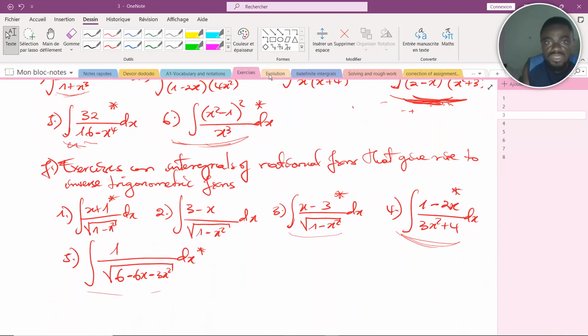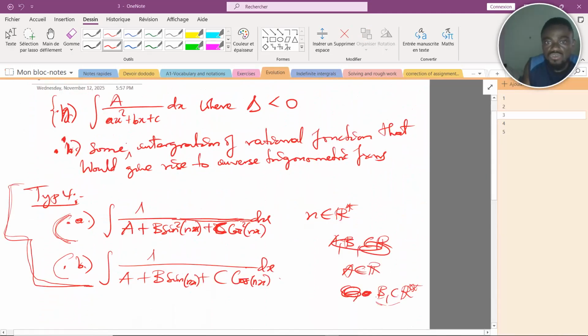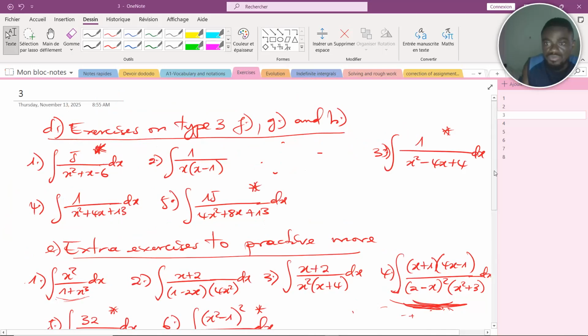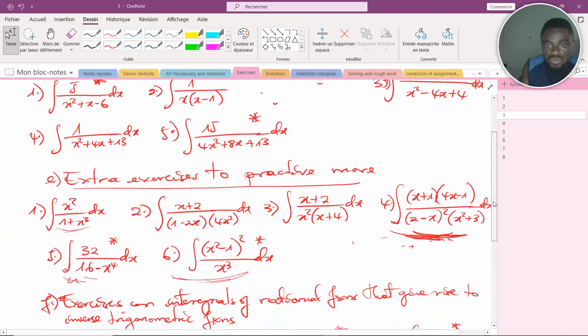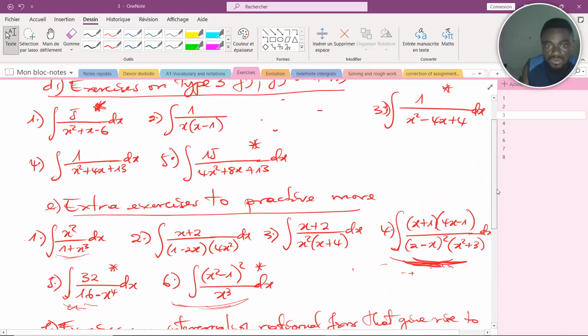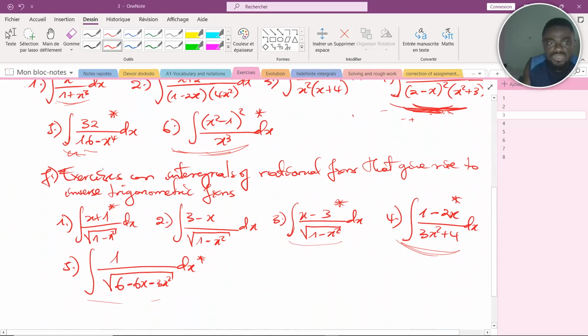This part, because there is this part: some integrations of rational functions that will give rise to inverse trigonometric functions. Because when I saw your exercises on type 4, I saw that you've passed through these videos and you started understanding how to tackle things. Where are we? If you do these exercises on integrals of rational functions that give rise to inverse trigonometric functions, you basically understand how to handle that.